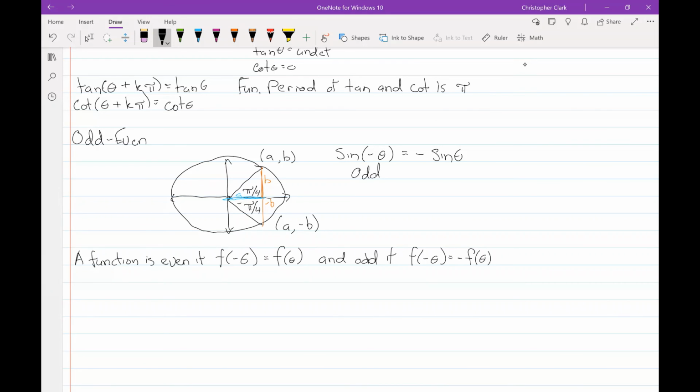How about cosine? All right, so let's consider the same thing that we already have written. Excuse me, let me take a step back. I meant cosine. I have cosine of pi over 4 is a. And then cosine of negative pi over 4 is also a. So this means that cosine of negative theta is just equal to cosine of theta. So cosine is even.